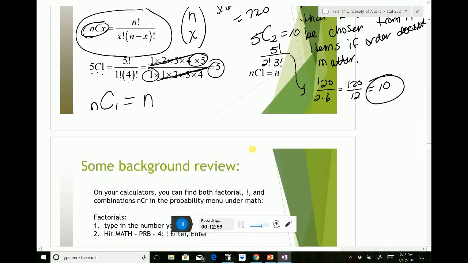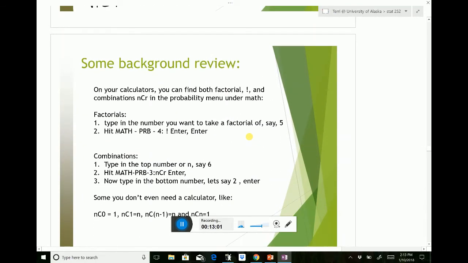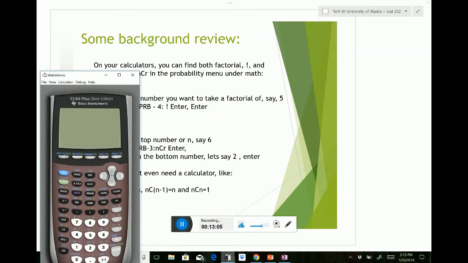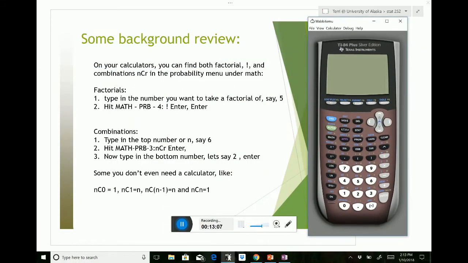And a few more things. There's a few more down here that are pretty simple too. So on your calculators, they're kind of in a sneaky place. So let's say we want to find factorial and combinations. Those can both be found under probability, under math, and then PRB.